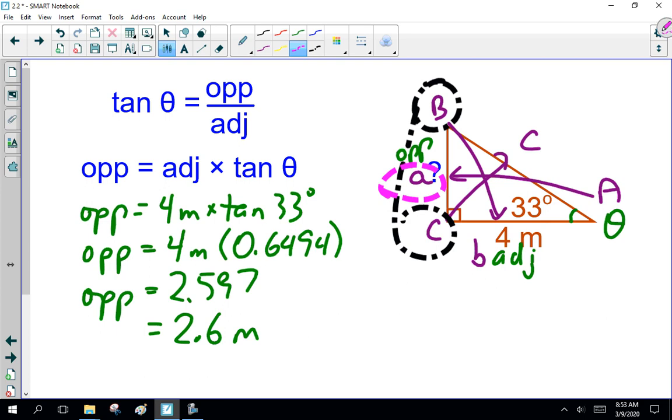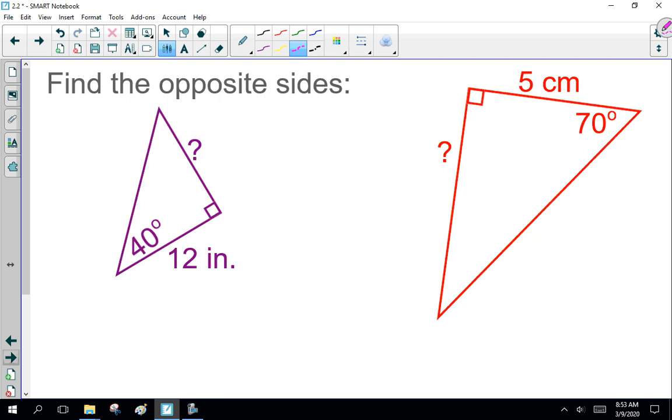Okay? Now, let's try here. You guys find these opposite sides. Let's do this one together. Opposite, adjacent, tan theta. I'll do this one with you, then you pause the recording and do the red one.